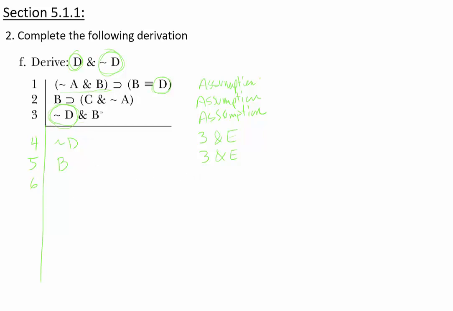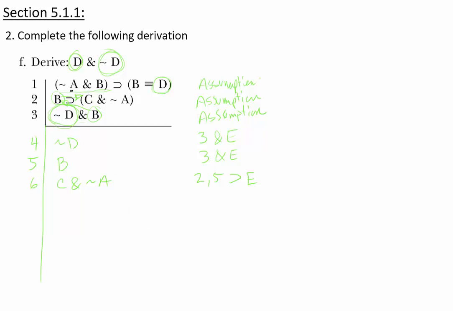And because we know B, that is going to feed into the antecedent here and allow us to cross back over to there, and that gives us C and not A. And this is line 5 and line 2. So line 2 and 5, because we normally put them in order, conditional elimination. So now we know C and not A.